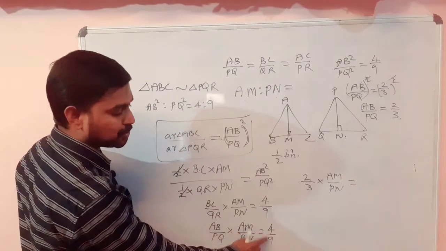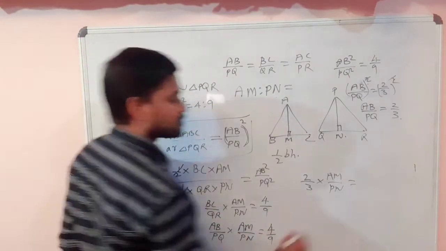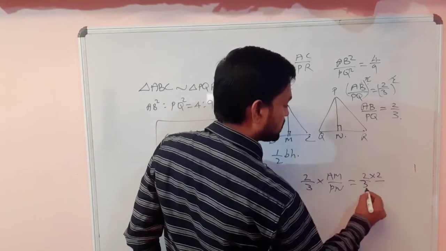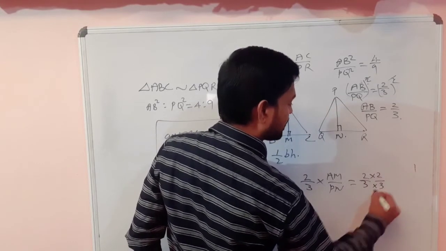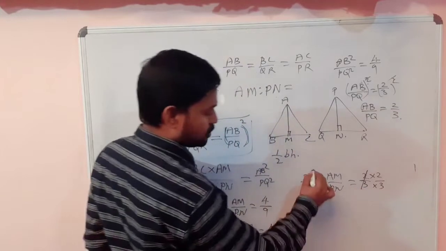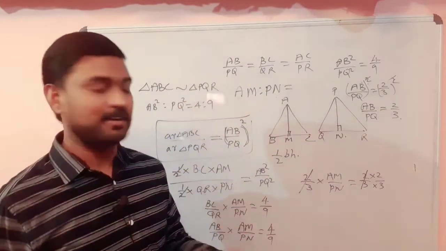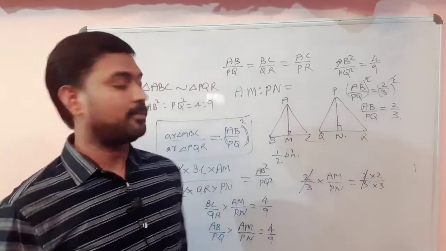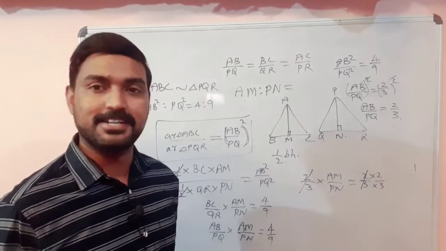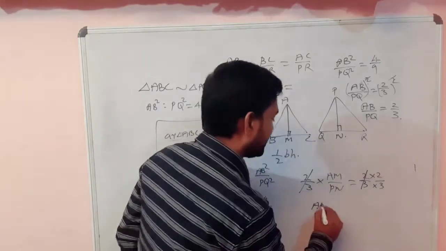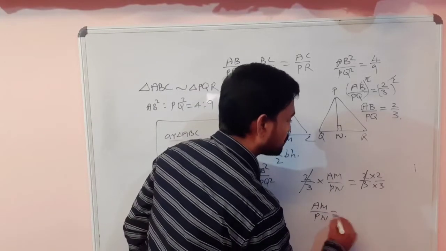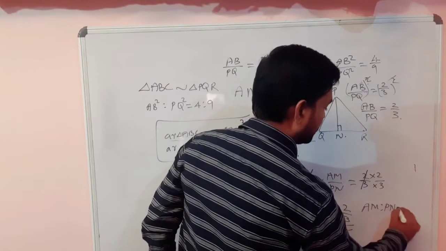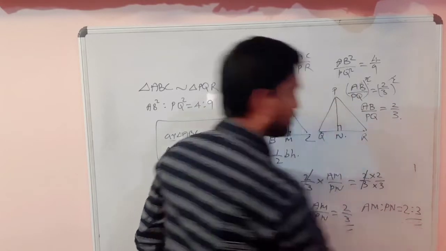4 means 2 into 2, 9 means 3 into 3. So this 4/9 we can write 4 as 2 into 2 and 9 as 3 into 3. So here one 2/3 is there, here also one 2/3. It can be cancelled because here it is multiplication, here also multiplication. So both same multiplication from both sides can be cancelled. So we got the answer AM by PN is equal to 2/3. So the ratio AM is to PN is equal to 2:3.